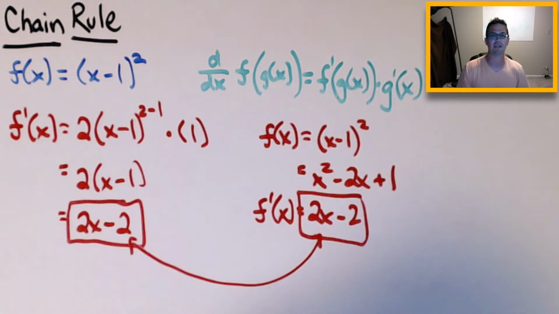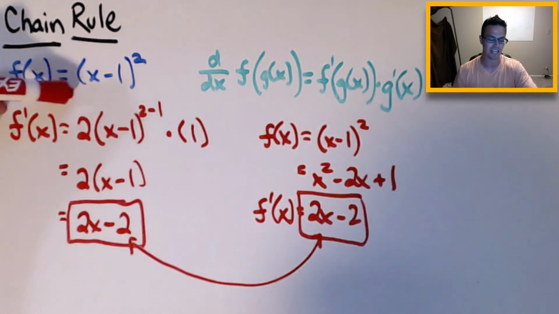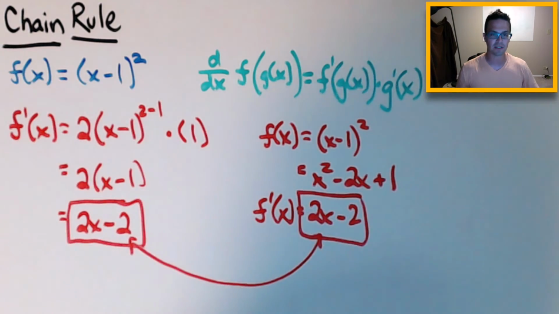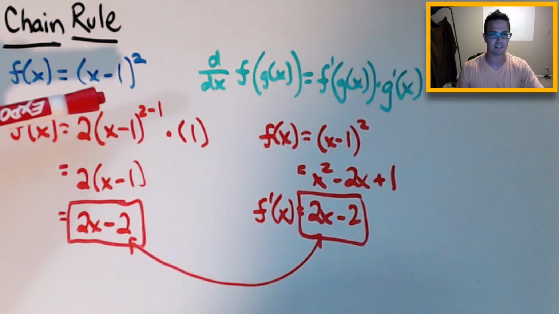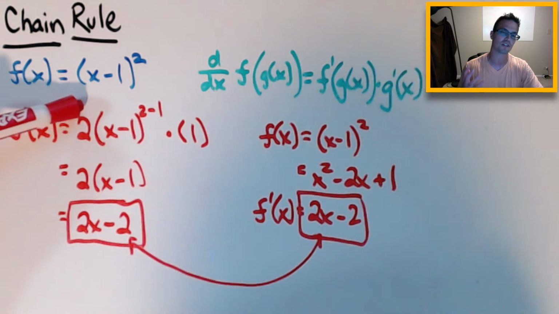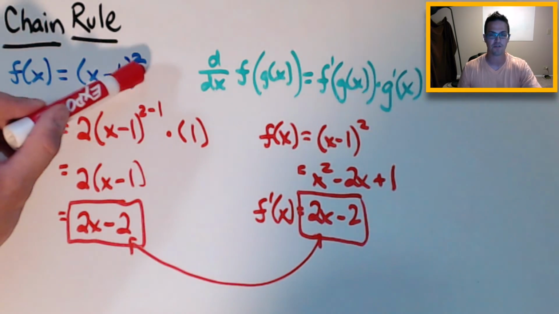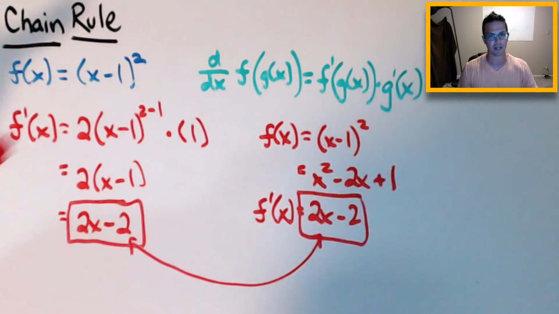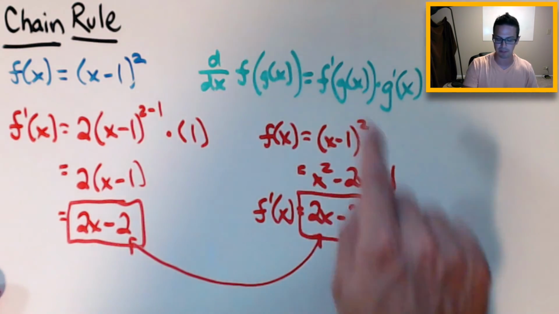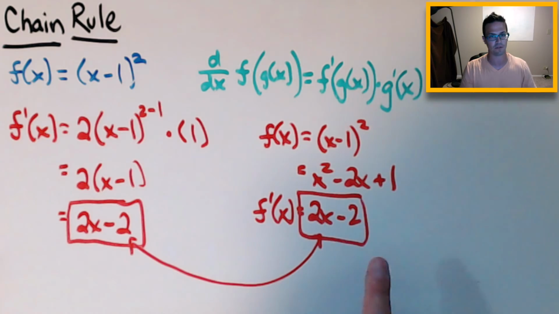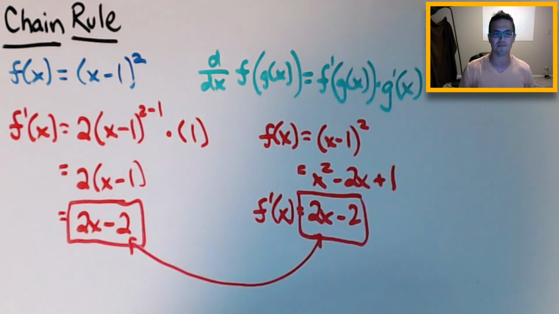Now you might be thinking, well, why don't I just expand out every single function that I get where I have to use chain rule? The great thing about chain rule is that this works for easy functions like this, but it also works for really complicated ones. Imagine if this said x minus 1 quantity to the 7th power instead of this squared right here, or to the 8th power. You wouldn't really be able to expand this out so easily like I did over here. So that's basically the power of chain rule.